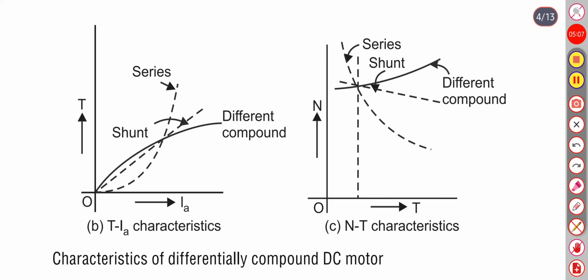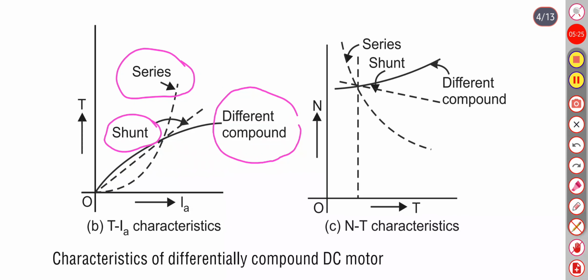Now, in the compound wound DC motor, in torque versus armature current, there are three lines. This is for series compound wound, this is for shunt compound wound, and this is for differential compound wound. In this case, this graph is also not linear. After some point, increasing the armature current does not change the torque developed by the motor. Torque is not increasing after this point.